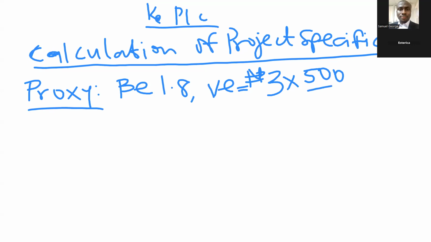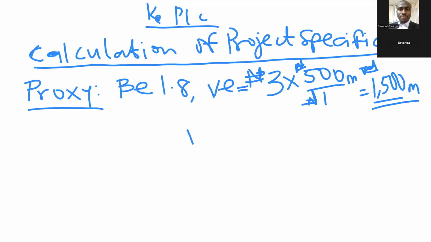So that is what I am doing here. 500 million naira divided by 1 naira, that's 500 million shares. So 500 million shares times 3 naira is 1,500,000,000 naira. So that is the market value of equity of the proxy.